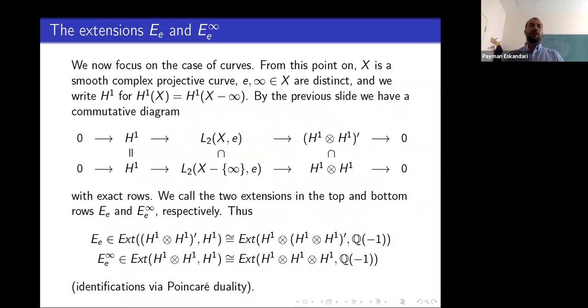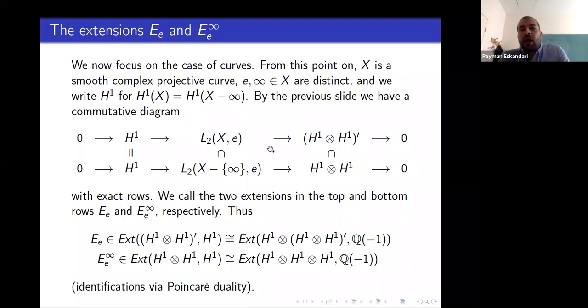Okay. So now we're going to go back. From this point on, we're going to talk about the case that we're interested in. X is going to be a smooth projective curve over C, and we're going to take two distinct points, E and infinity, in X. We're going to identify the first cohomology of X with the first cohomology of the punctured curve X minus infinity through the inclusion of the open curve into the compact curve. And then I'm just going to write H1 for that to simplify the notation a little bit.